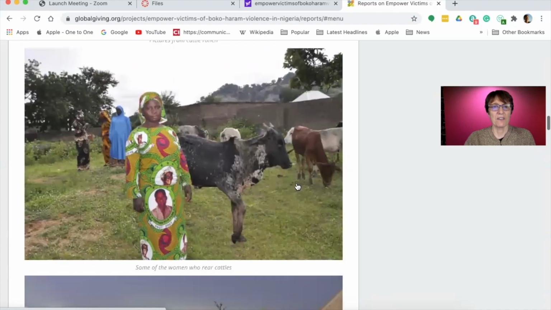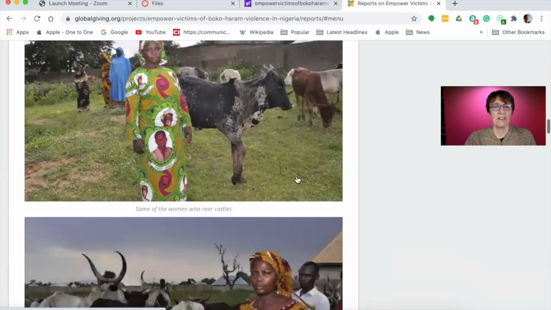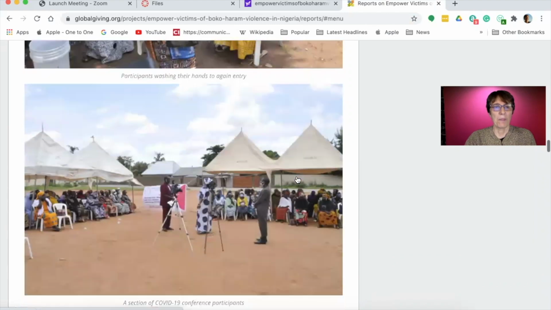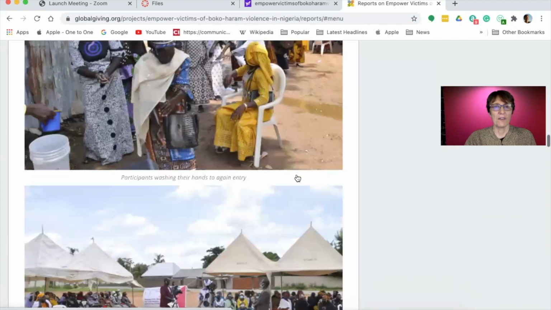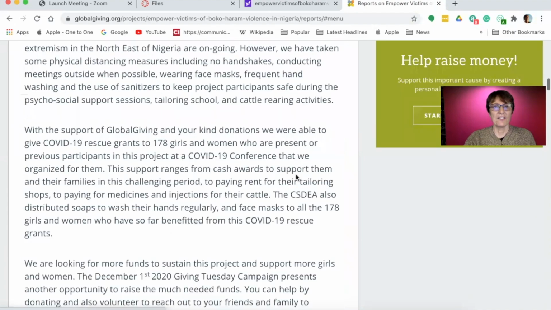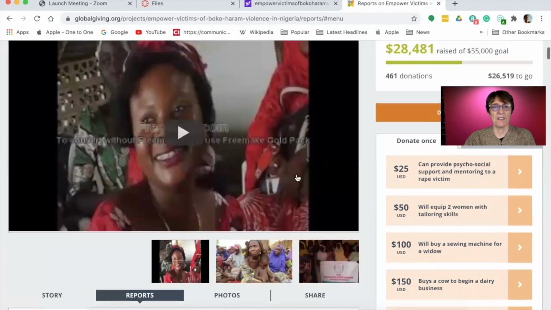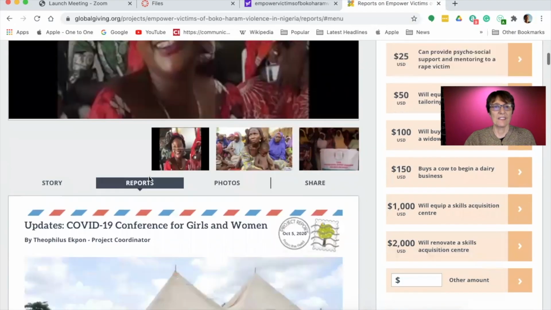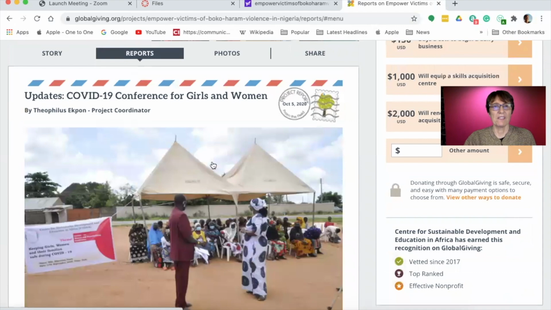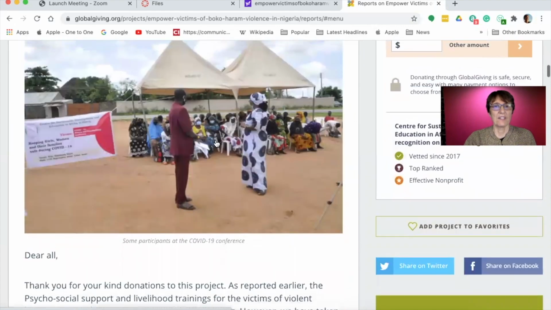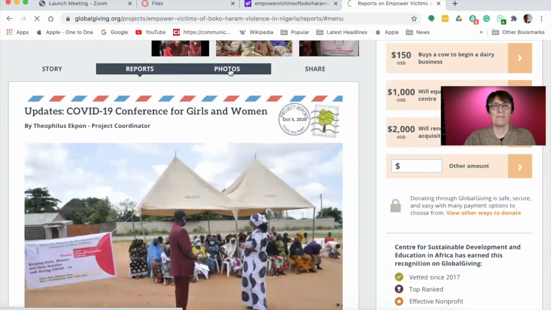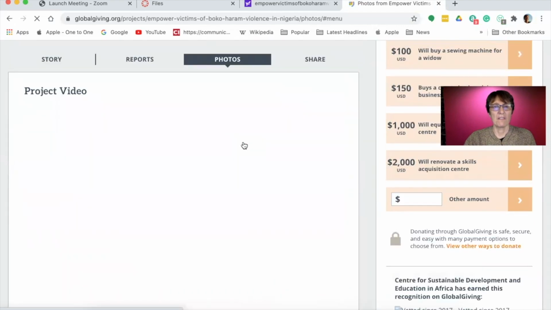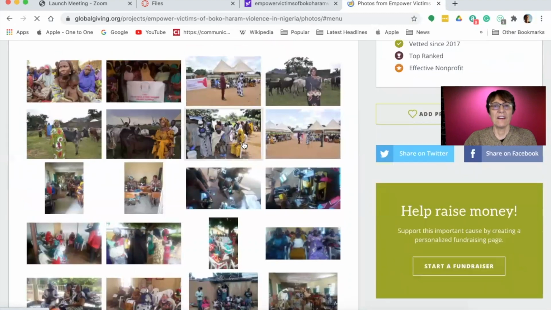Okay, so here's some cattle raisers. Okay, and there's some training going on here. I know there are also some reports where you can see the women learn how to sew. So let's look for some more. Well, that's the most recent report. Here's some photos.